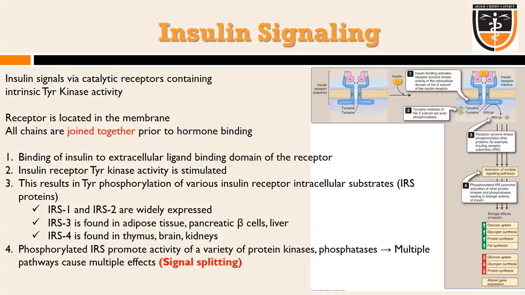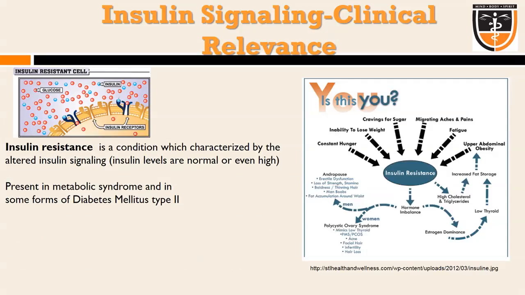One signal will split into several signals in a cell. That is the characteristic of insulin signaling. So what is insulin resistance?